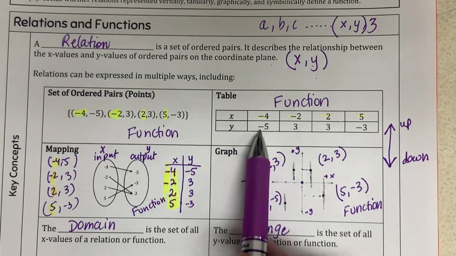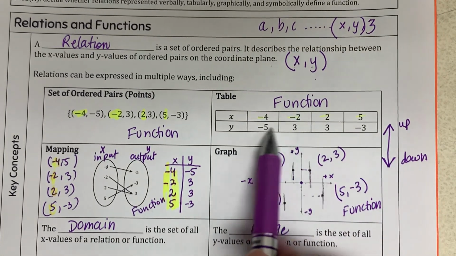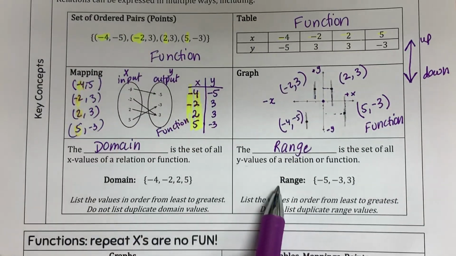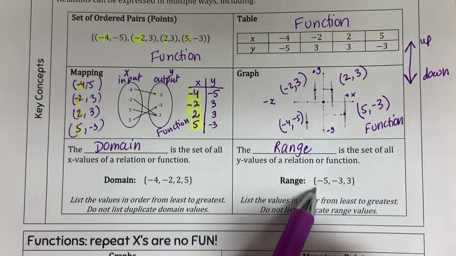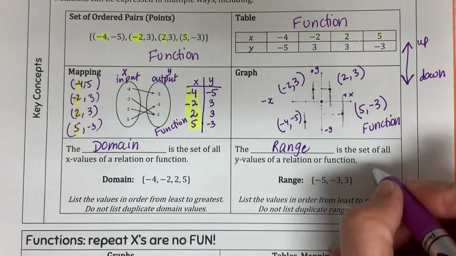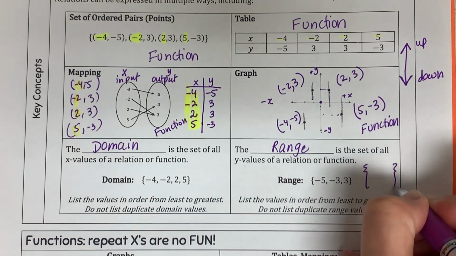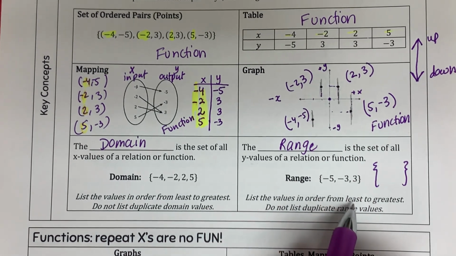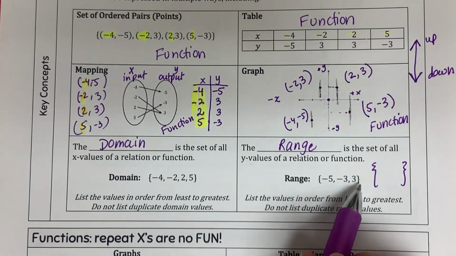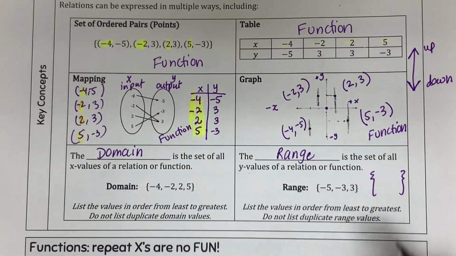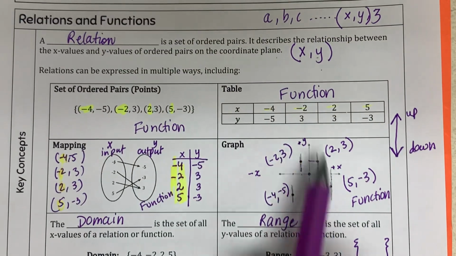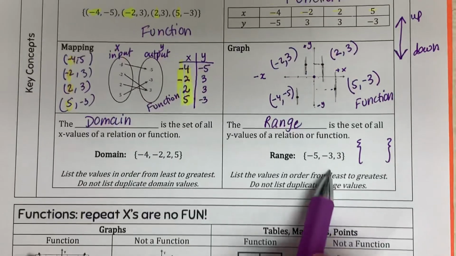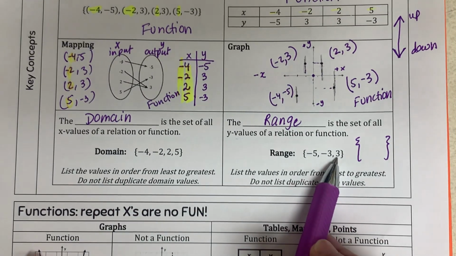Range will be the y values of the same information. So -5, 3, 3, -3. And range will also be written in curly brackets. These are curly brackets. You write it like that, and separate by commas. You write them from least to greatest, so smallest to biggest number, and if the number repeats, you don't repeat it. So if 3 was twice over here, it was duplicated, so you just write it once, and that's it.